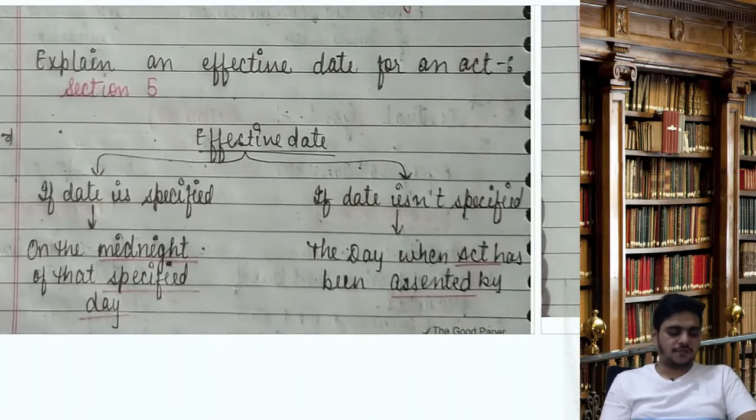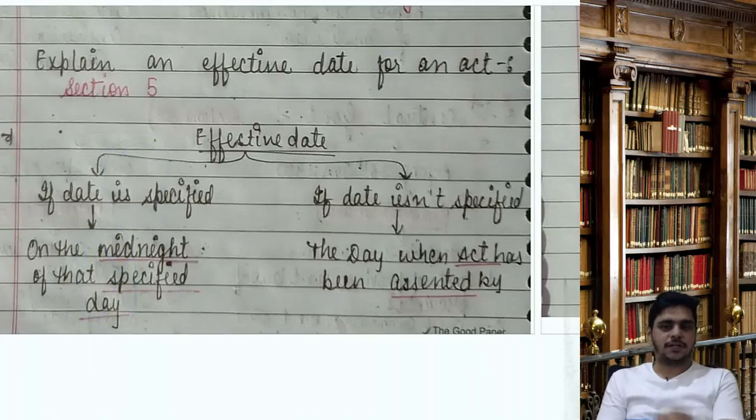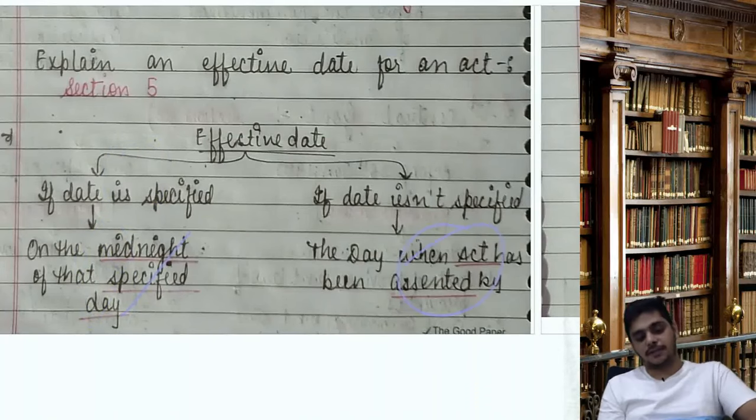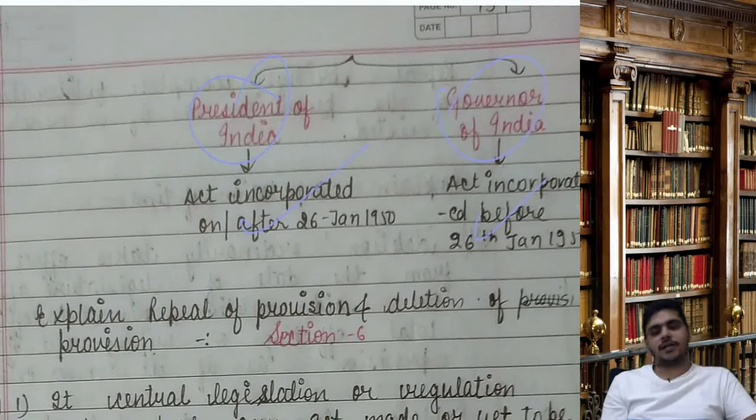Sir, what is effective date? If the date is mentioned, it is from the midnight of that date. When we say a law is effective from this date, if the date is specified, from that particular date. If the date is not specified, it is the day when the act has been assented to, by the President of India when acts are made after 26 January 1950, and by the Governor General if the act is made before 26 January 1950. Okay?